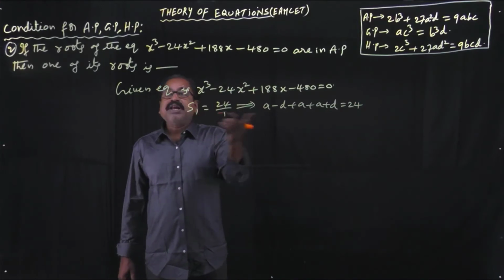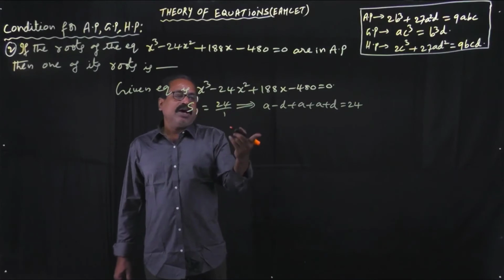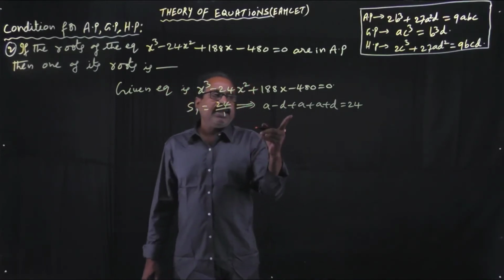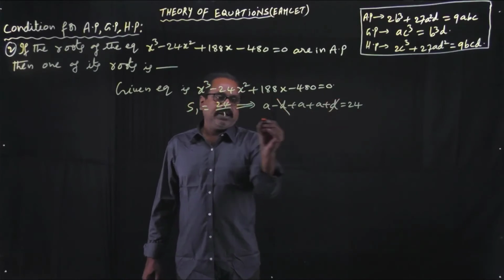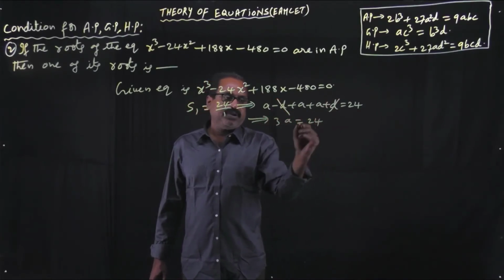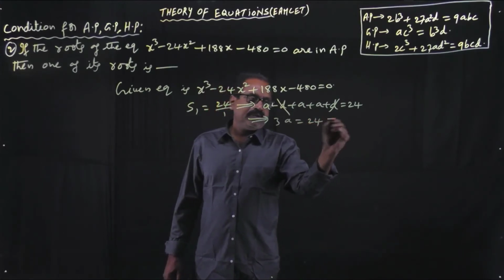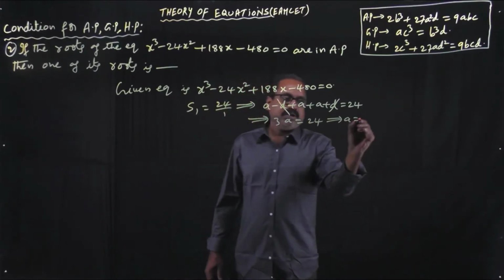So the roots are in AP. In AP the roots are a minus d, a, a plus d. So sum of the roots, we get 3a is equal to 24. This implies a is equal to 8.